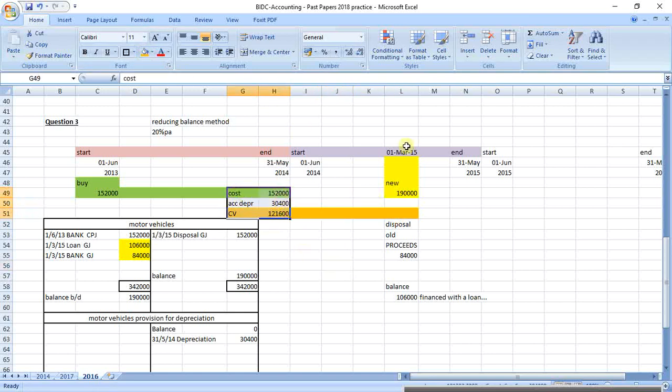Okay, so this old asset was sold on the 1st of March. So from the 1st of June 2014 to the 1st of March 2015, the asset has been used. How many months is that? June, July, August, September, October, November, December, January, February. 9 months.